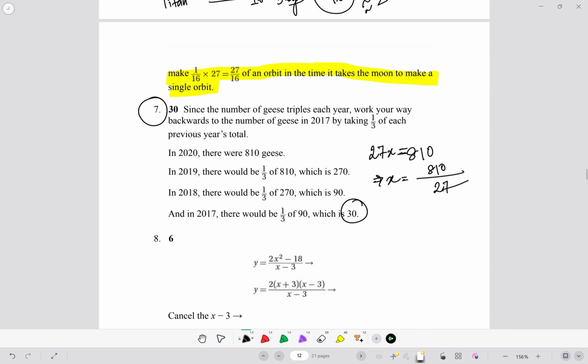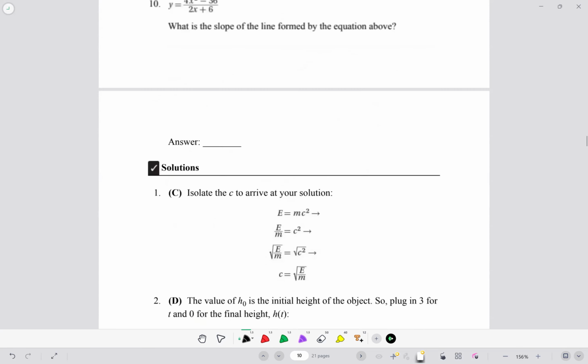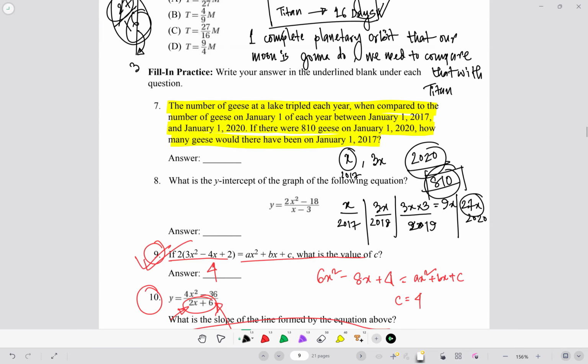Now let's look at how I thought this problem should be modeled. I have already told you the process of how to solve function problems. I assumed the very first amount of geese, in 2017, to be x, and it is tripling each year.